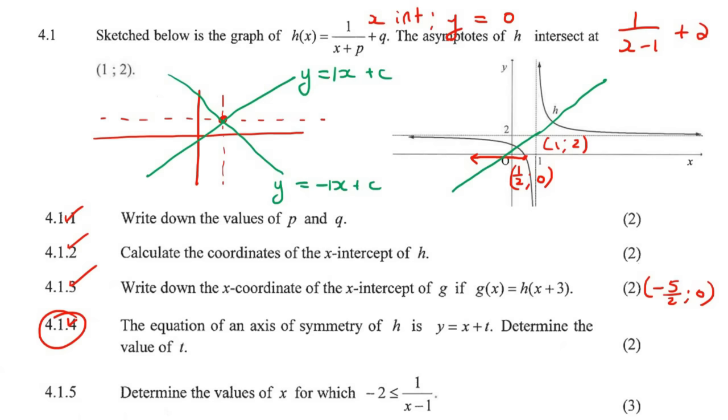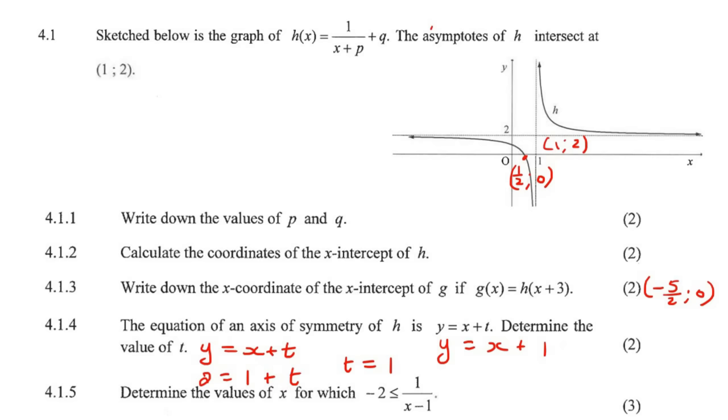Then to find the c value on all of these symmetry lines, what we've learned is that we should always use this point and plug it in. So we know that point. It's got the coordinates 1 and 2. So we plug the 2 into the y, the 1 into the x, you solve for c, and you get a value of 1. So we'll say y equals x plus 1.